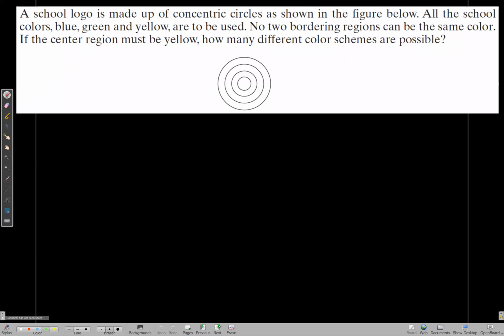Okay, now this problem is a little tricky, a little challenging. Now carefully read the problem. So there are 2 conditions. First, actually 3 conditions. Can you see those 3 conditions? Now let me choose 3 different colors. Center region must be yellow. That's one of them.